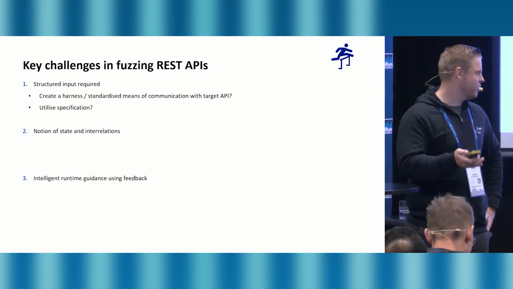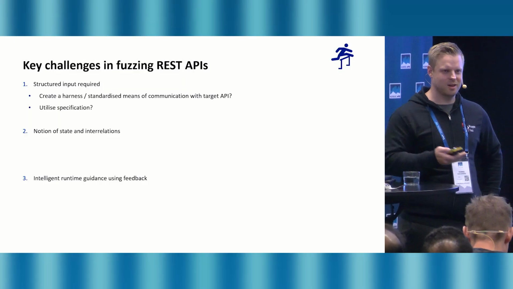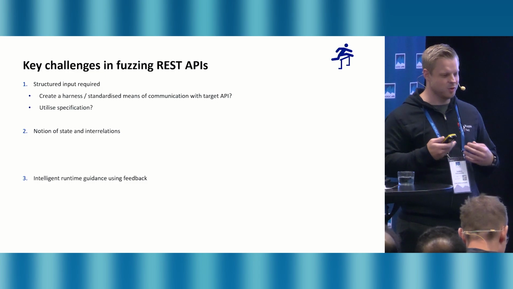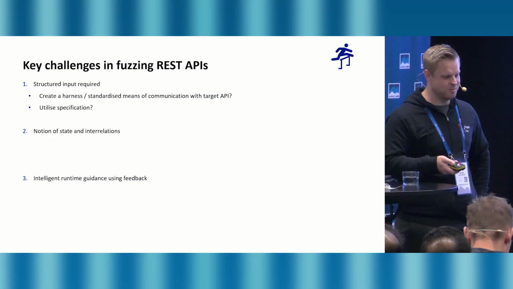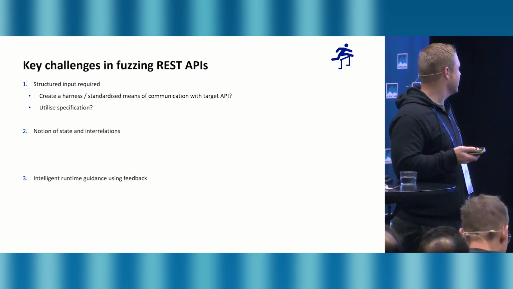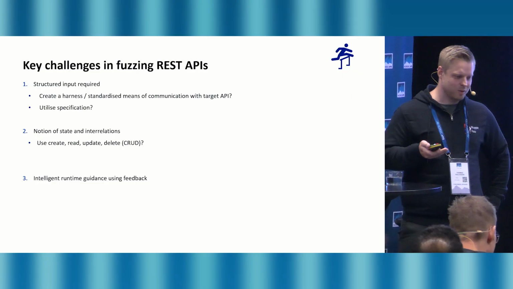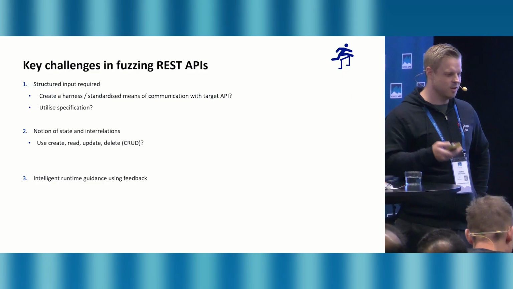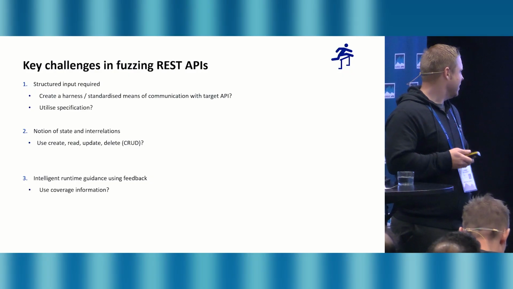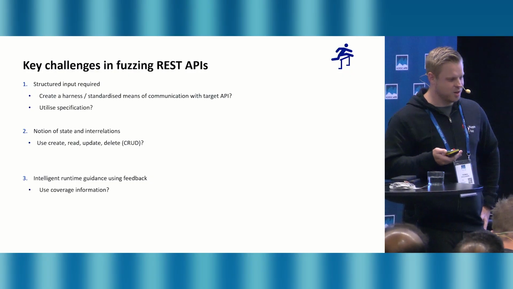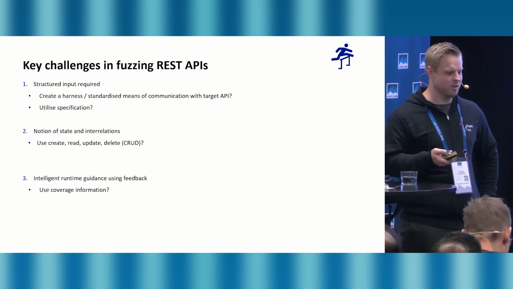So for the first one, the structured input that's required, we build a so-called harness with our fuzzer that helps you to send inputs to your application that follow the HTTP standard and also the REST standardization. For the notion of state, we can consider using the CRUD, create, read, update, delete methodology. And in intelligent runtime instrumentation, we look at whether we can use code coverage, for instance, as a metric to enhance the fuzzer.